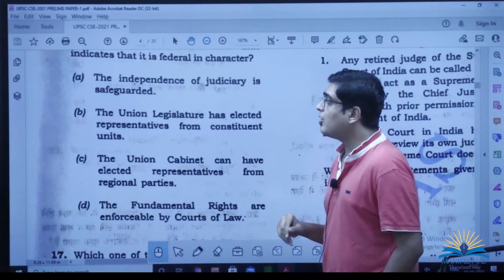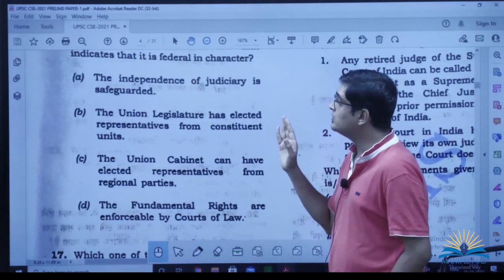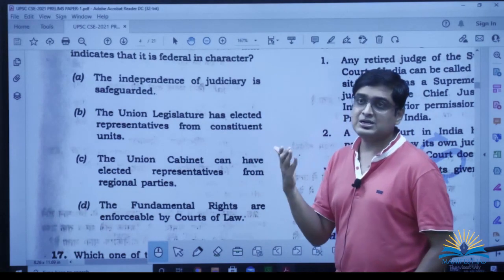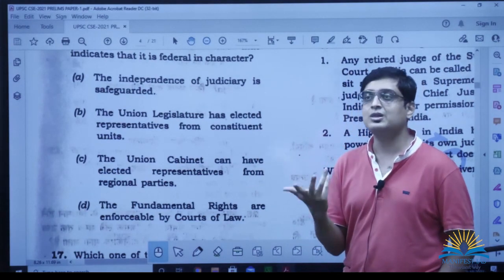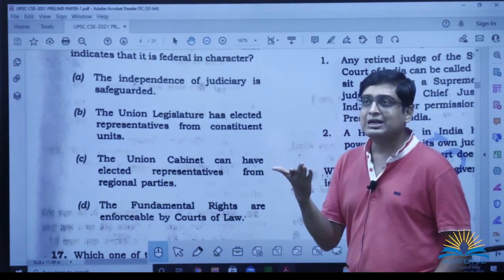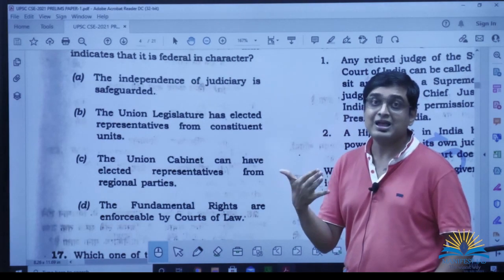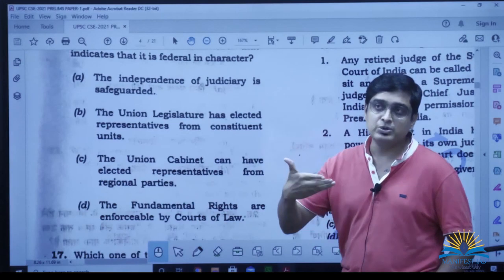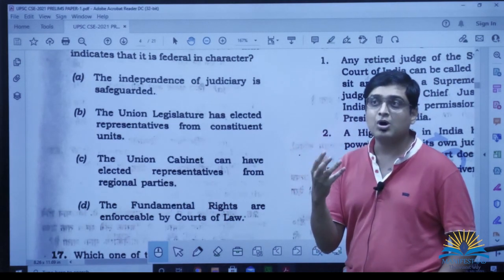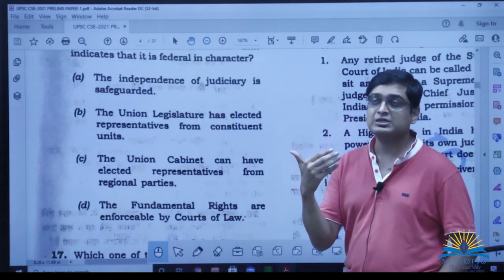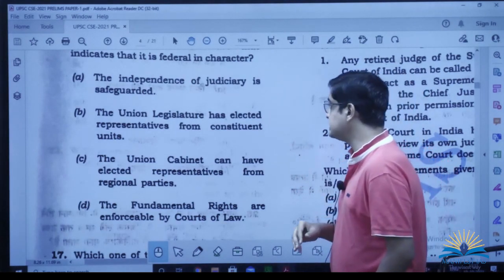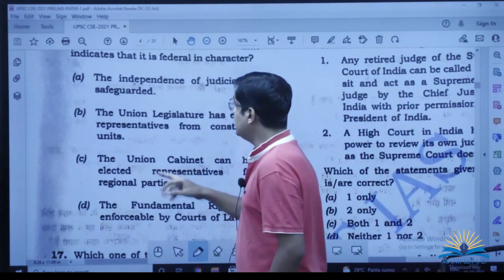So the only option which is related to federalism is that the independence of judiciary is safeguarded, because an independent judiciary is necessary to resolve the disputes. For example, today the judiciary has to be independent if it has to resolve the issue of agricultural laws, which has become a disputed law, which has put center and state at loggerheads. So the answer in this is A.